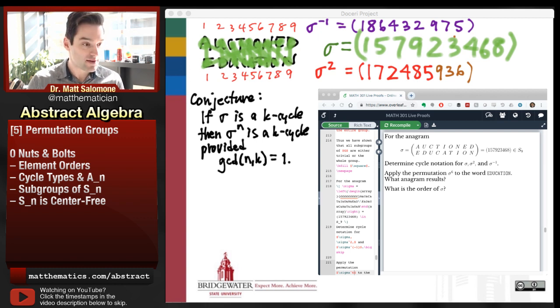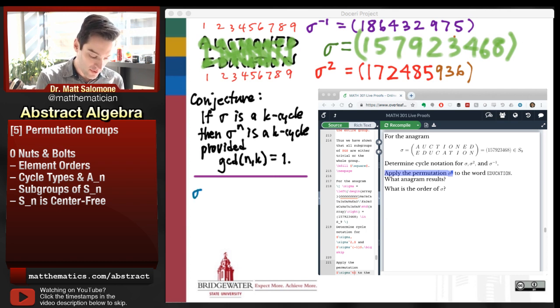Now let's move on to this next part of the question, which is to figure out what is the permutation sigma to the power 6. And then I want to use that permutation to act on the word education, just to get us some practice with what algebraists would call a group action on a set. Let's start by figuring out what is sigma to the power 6.